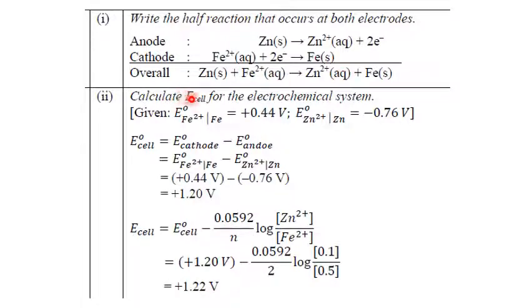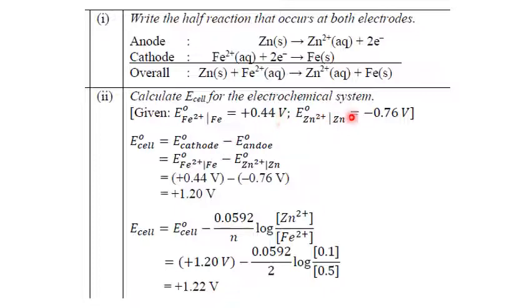So calculate E cell. Okay, before we proceed, we must know the formula for the Nernst equation. E cell equals E° cell minus 0.0592 over n log concentration of product over concentration of reactant. So how to find the E° cell? We have to find it from this formula: E° cathode minus E° anode.